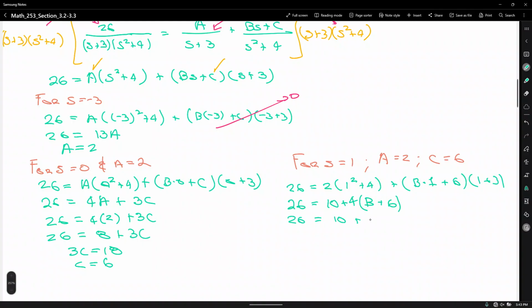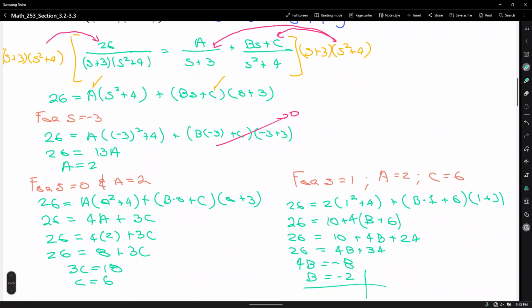Let me distribute. 26 equals 10 plus 4b plus 4 times 6, which is 24. 24 plus 10 is 34, so 4b plus 34 equals 26. Subtracting 34 from both sides, we get 4b equals negative 8, and b finally equals negative 2. So we're going to go ahead and finally find the inverse transform of the given function. Now I'm going to go back to the partial fraction decomposition and substitute the coefficients.